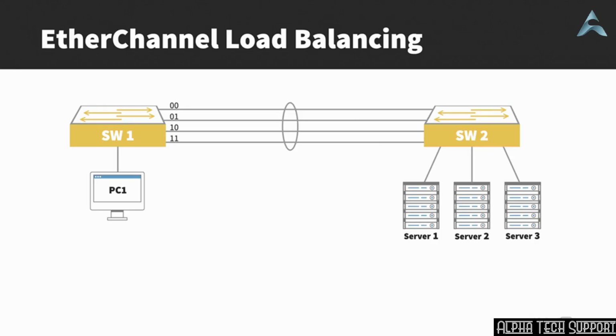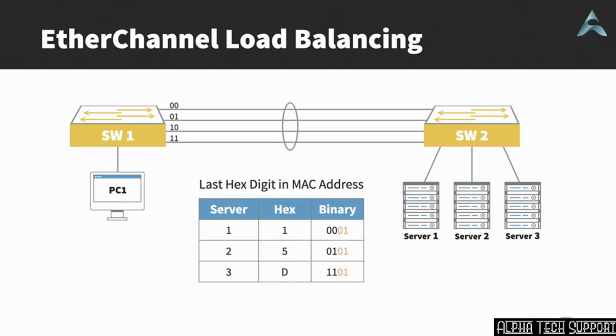And those are going to represent the last 2 binary bits in the MAC addresses of the destination. And let's say we're going to be sending traffic into this server farm. We have servers 1, 2, and 3. And as we're looking at their MAC addresses, the last hexadecimal digit in the MAC address for server 1 is a 1. The last hex digit in server 2's MAC address is a 5. And the last hex digit in server 3's MAC address is a D.